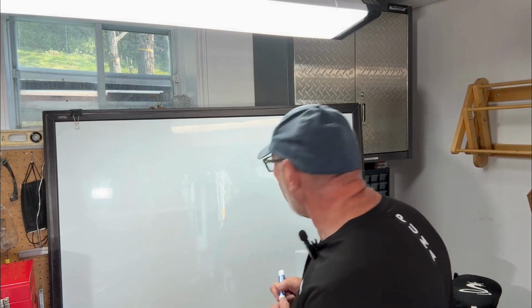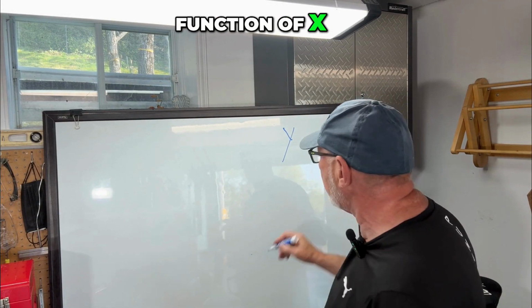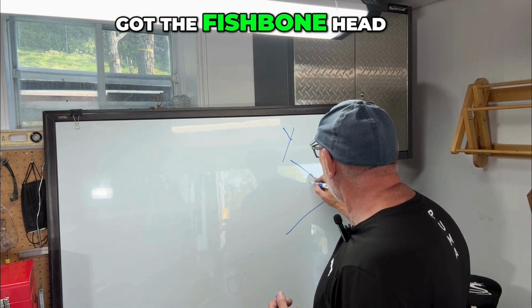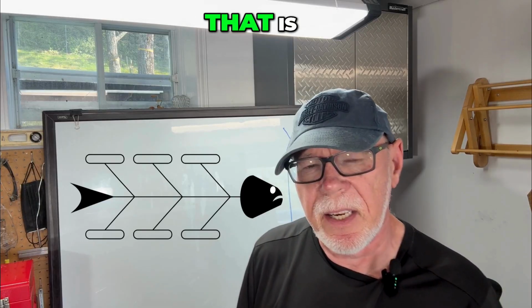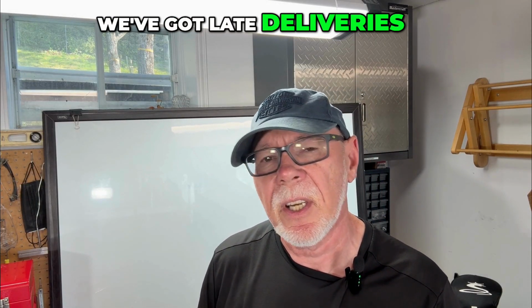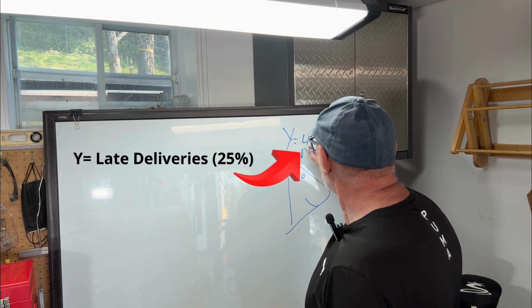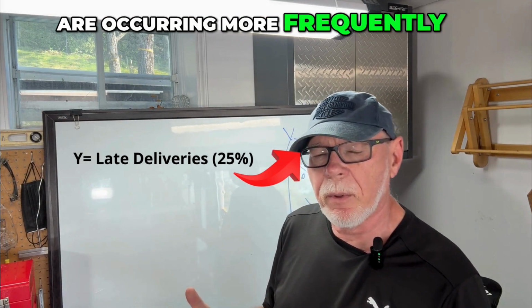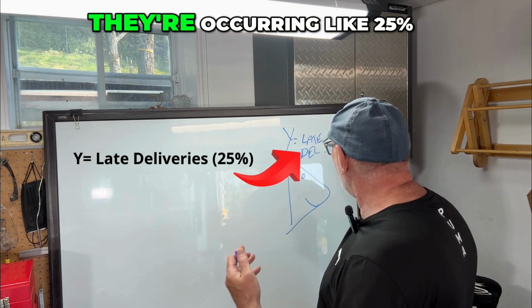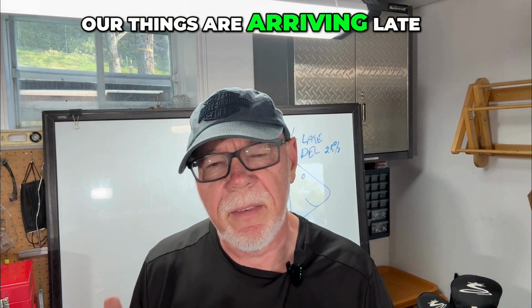We start with the head of the fishbone, which is the Y. Y is a function of X, right? So here we've got the fishbone head, it's our Y, and we want to define very specifically what that is. Let's say, for example, we've got late deliveries, and we're trying to get to the root cause of our late deliveries. So our Y is late deliveries. And those late deliveries are occurring more frequently than we want them to, let's say 25% of the time, our things are arriving late.